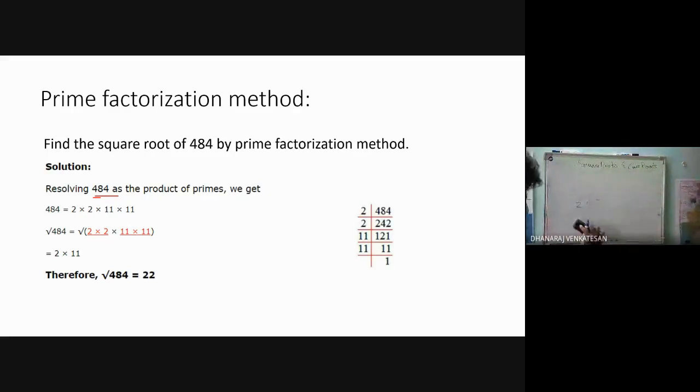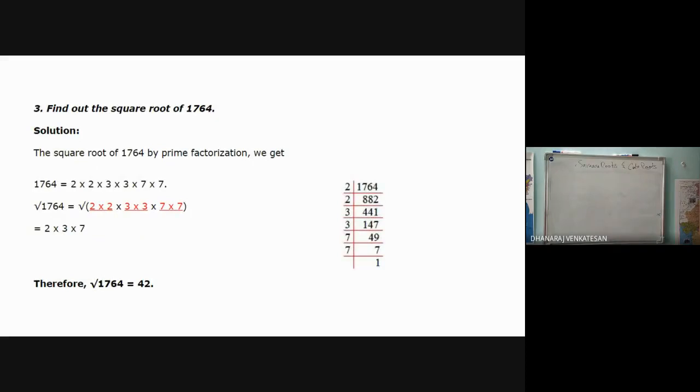Let's go with a little more complicated problem. Now it is a 4-digit number, 1764. It is the same as before. After dividing by 2, you will get 882, again by 2, you get 441. The total 4 plus 4 plus 1 is 9, so it will be divisible by 3. It comes in the 3 table. So 3 times 147.